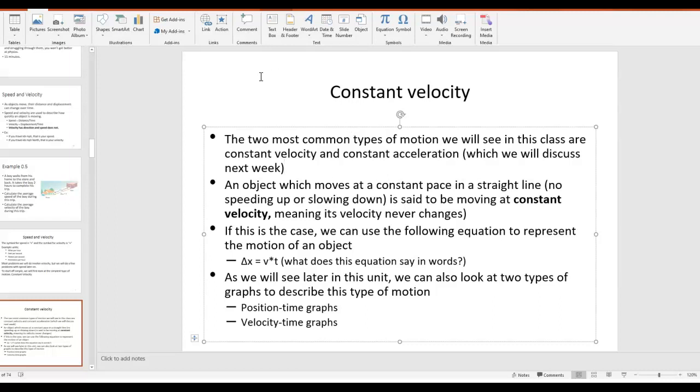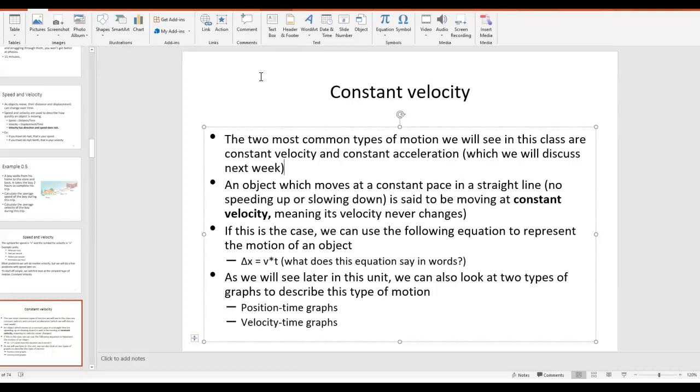Now the two most common types of motion we're going to see in this class are constant velocity and constant acceleration, which we're going to talk about in the next unit actually. Now what does constant velocity mean? Well, constant means not changing. So when you talk about constant velocity, you're basically talking about an object that's moving, and it's not moving any faster, it's not moving any slower. It's not speeding up, it's not slowing down, and it's just moving forward or backwards in a straight line. Okay, that is motion with constant velocity.